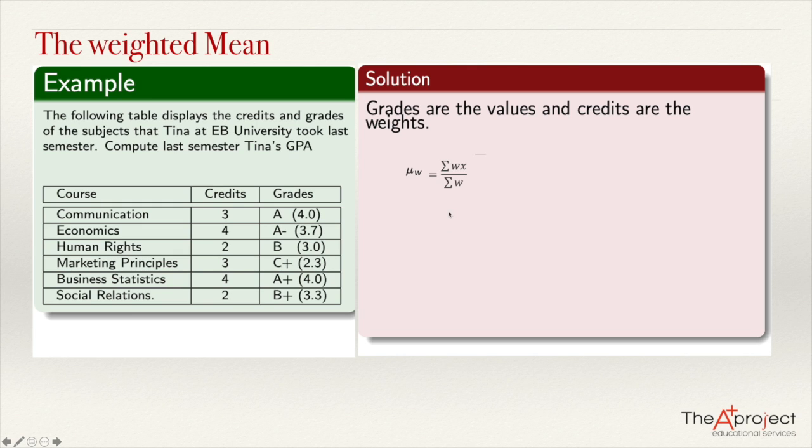So I'm going to type this here: 3 times 4, 4 times 3.7, 2 times 3, 3 times 2.3, 4 times 4, and 2 times 3.3. Everything divided by the sum of all the weights. And here are the weights: 3, 4, 2, etc. Or you can add them here. So the answer at the top is 62.3 if you use a calculator, and at the bottom 3 plus 4 plus 2 plus 3 plus 4 plus 2 is 18. So we just make this division, and this is the answer, 3.46. This will be the weighted average, or the GPA for Tina.